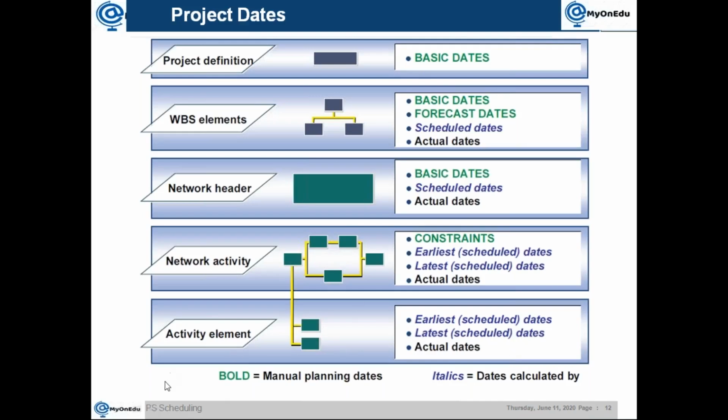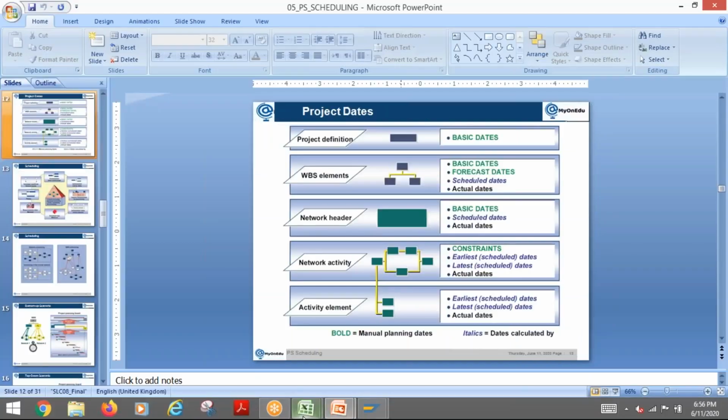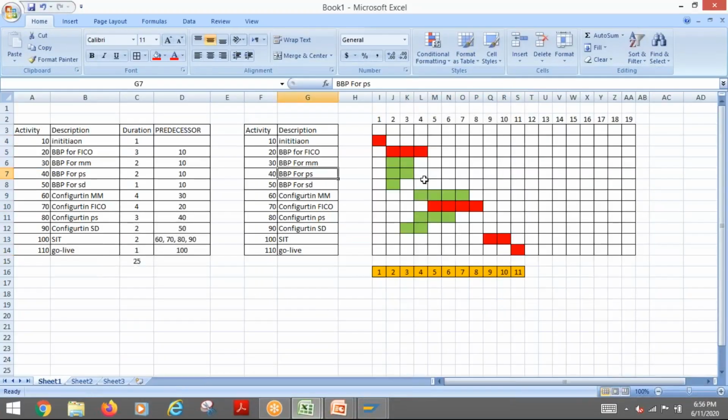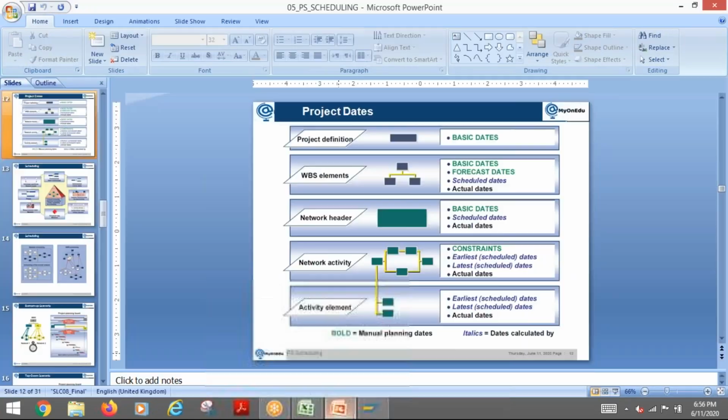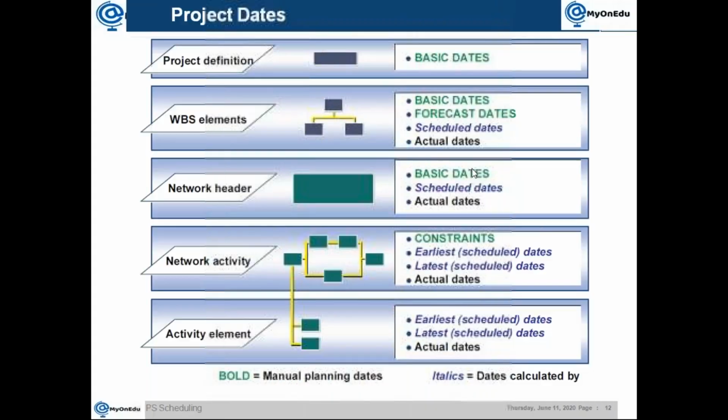So what does it mean? Whatever date you are seeing in bold or this greenish color is called manual planning dates, which means you can manually enter and control it. Whatever you are seeing in italics are system calculated dates because we do not have control over that. How the system calculates is basically when you create a relationship like this, the system will automatically decide these dates. We will come to the methodology later. That is how the system dates are calculated.